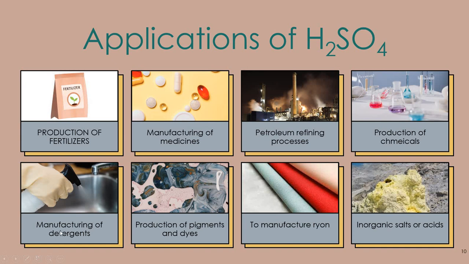One of its versatile uses is in the manufacturing of detergents. It is also used during the production of pigments and dyes of different types. It is also used in the manufacturing of rayon products like rayon fabrics. It is also used to produce inorganic salts or acids. So these were some applications of sulfuric acid. Now you are able to describe sulfuric acid, its manufacturing processes, its unit operations, unit processes and applications. So it was all about the sulfuric acid industry.